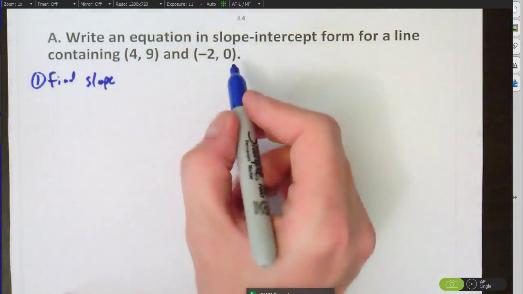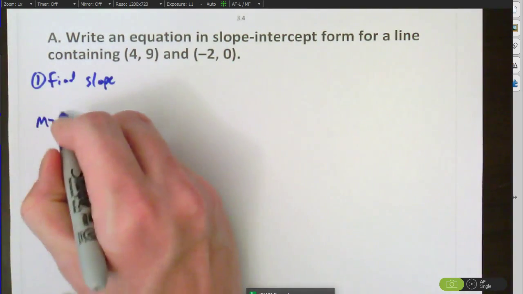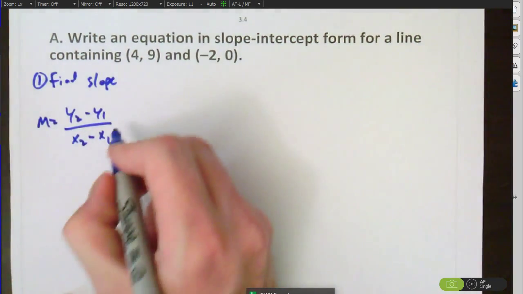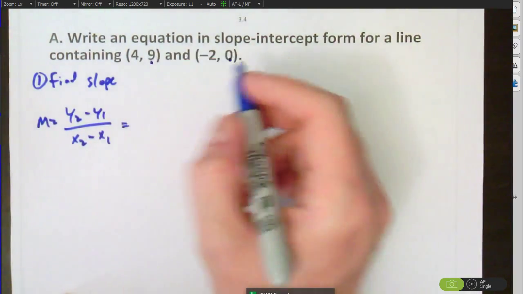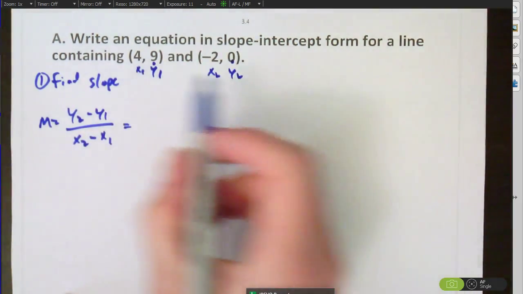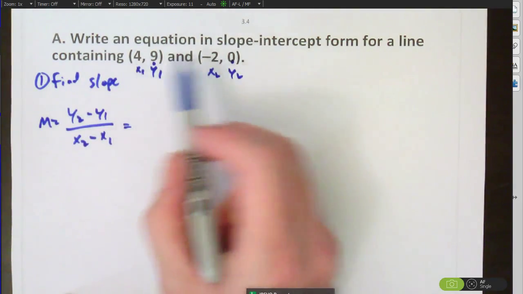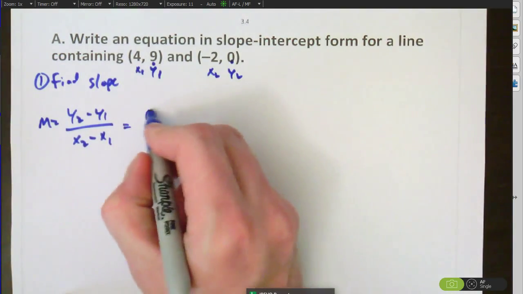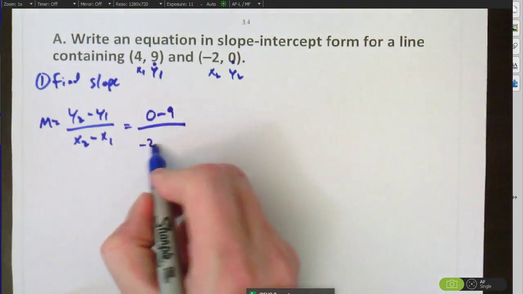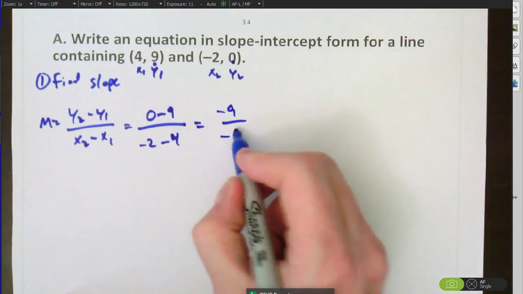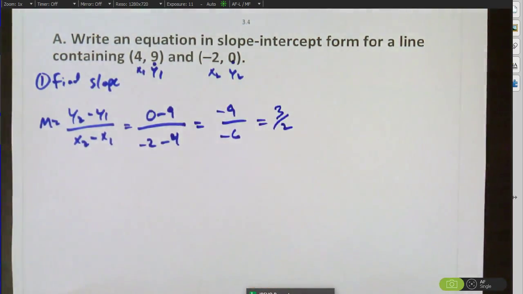Well, luckily for us, we have 2 points, so to find our slope, we just use our slope formula. So y minus y, I'll call this x1, y1, x2, y2. It doesn't matter which point you call x2 or x1, but I ordered it. So 0 minus 9 over negative 2 minus 4. That gives me on top negative 9, gives me on bottom negative 6, which is 3/2. So I have the slope of 3/2.